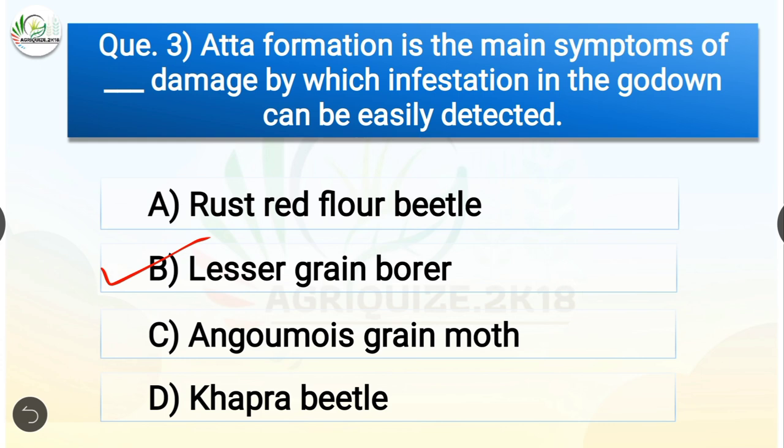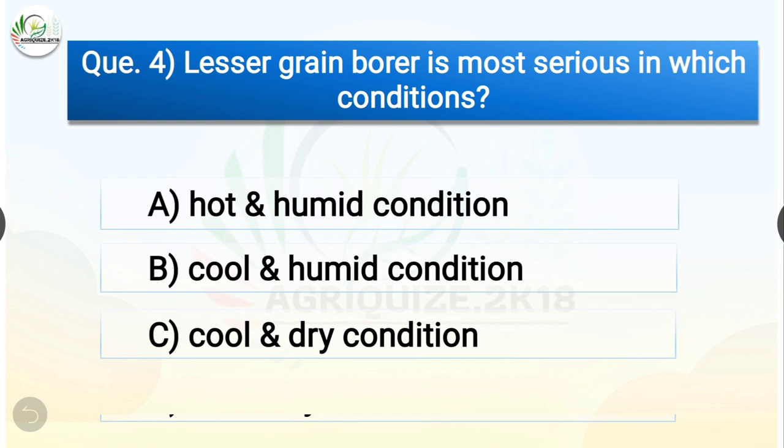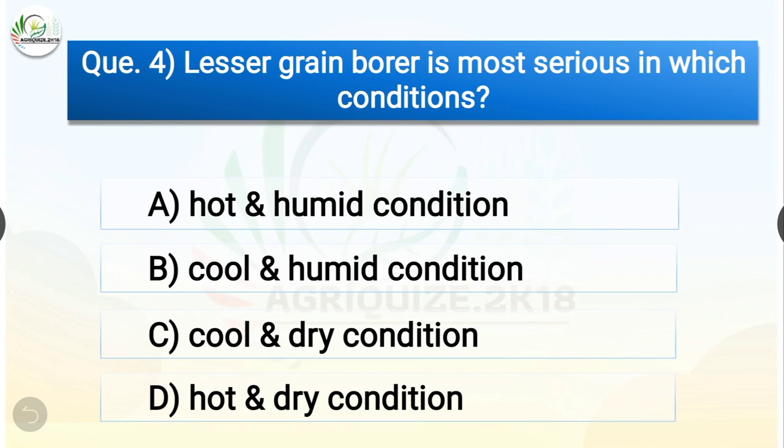Question number 4. Lesser grain borer is most serious in which conditions? The options are hot and humid condition, cool and humid condition, cool and dry condition, or hot and dry condition. The correct answer is option D, hot and dry condition. So lesser grain borer is most serious in hot and dry condition.